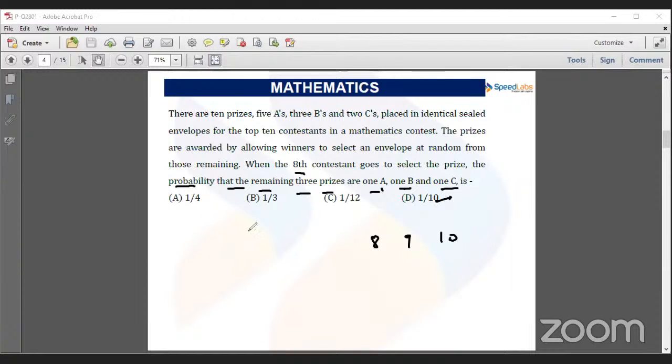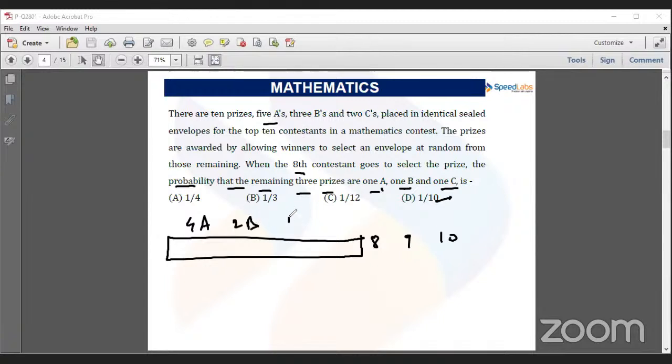Okay, that means before the 8th, when 7 prizes are consumed, it must consume 4 A's, 2 B's and 1 C. That is the meaning, right? So first of all we'll have to choose which A will be left at the end. So there is 5C1 way of choosing 1A to be left at the end. There is 3C1 way to choose 1B left at the end, and 2C1 way for choosing 1C to be left at the end. ये हमने चूज कर लिया.